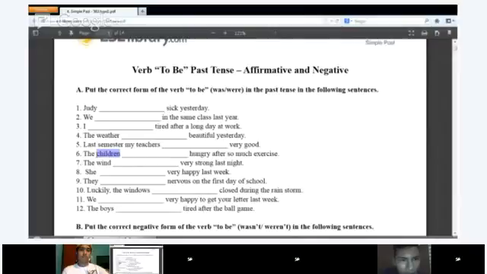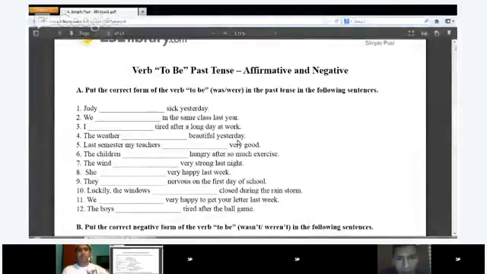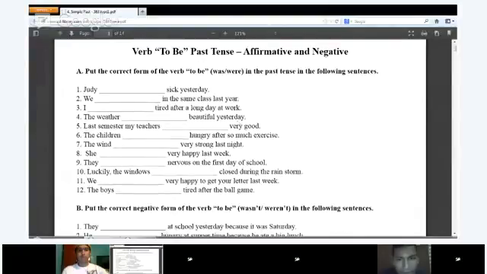Children. Okay. The children was hungry after so much exercise. Okay, so children would be incorrect now, because children is more than one child. There's many children. There's more than one. Okay, so that would be plural. So instead of saying the children was, we would say the children were. There you go. Hungry after so much exercise. Good. So the children were hungry. Okay, excellent. All right, let's go to numbers 7 and 8, and this is for Ines.